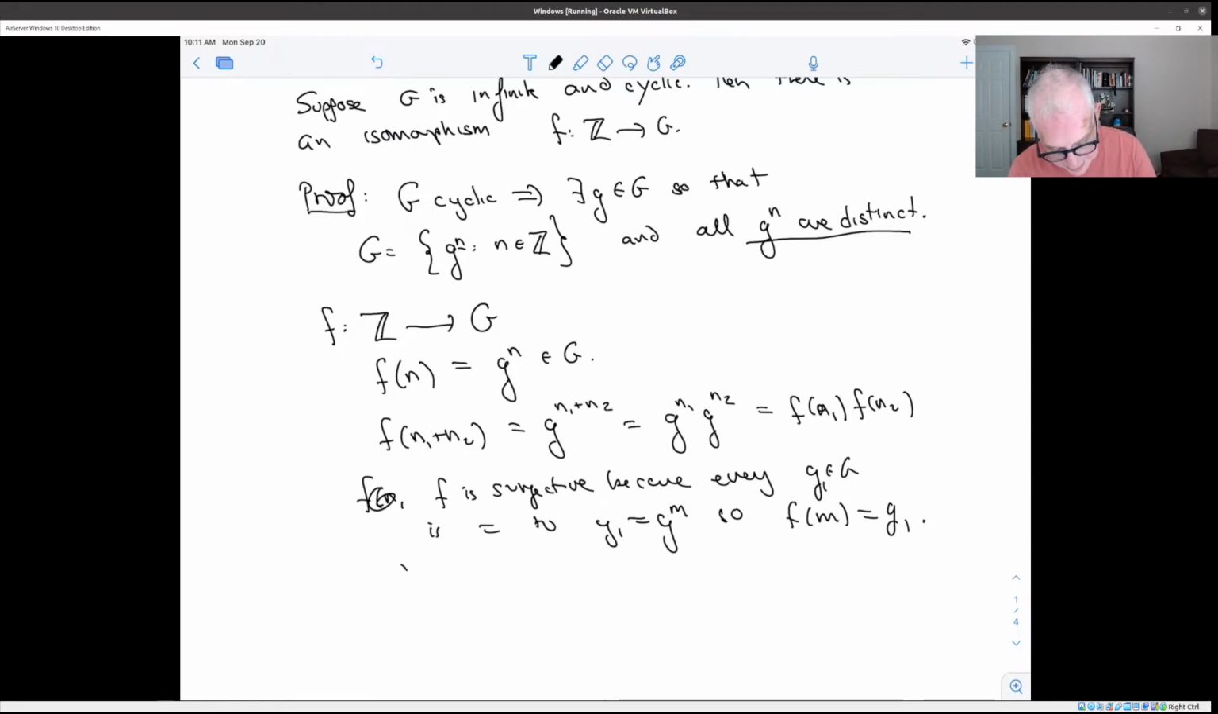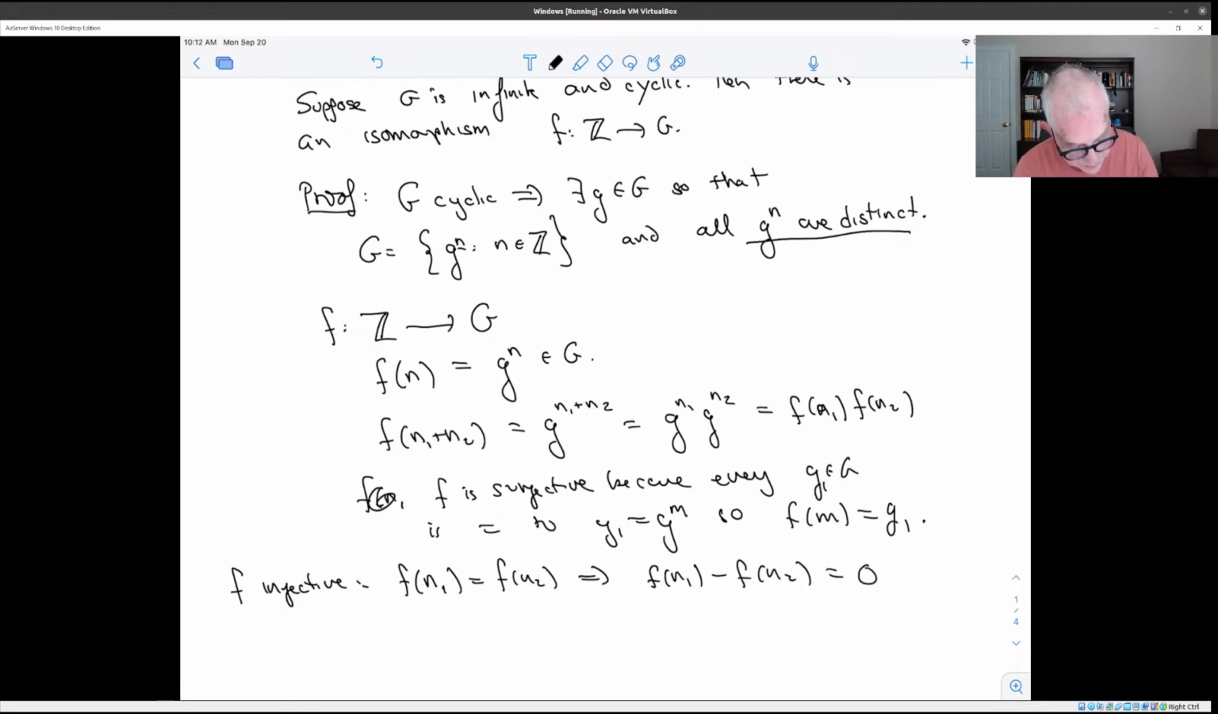And it's injective because if f of n1 equals f of n2, that tells us that f of n1 times f of n2 inverse equals the identity. This is in G. So this would mean that f of n1, f of n2 inverse equals the identity.